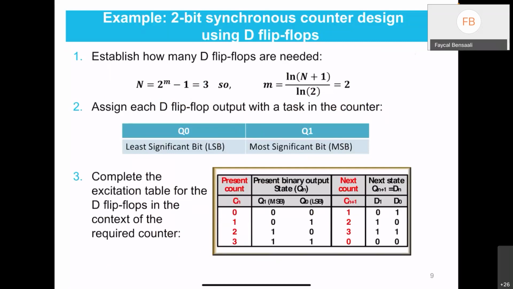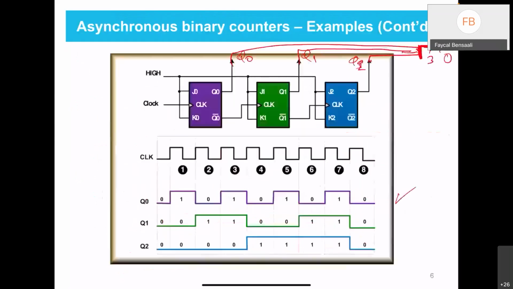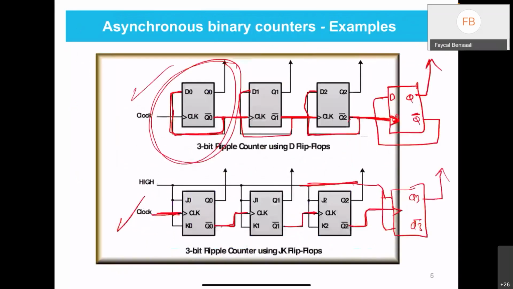The first thing to know is how many flip-flops you need. In this example, I already mentioned a 2-bit synchronous counter. We already showed you how to do asynchronous. If I want 2 bits, that is 2 flip-flops, and we connect them this way.